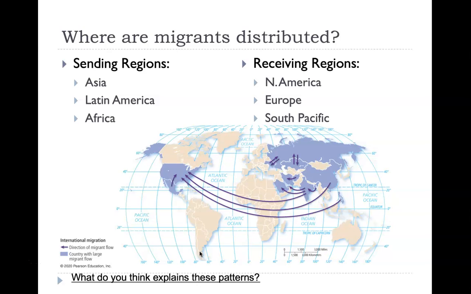All right, so again, we look at receiving versus sending regions. We see a definite tie to development here. Asia, Latin America, and African regions are sending, right? And receiving would be developed places like Oceania, Europe, and North America, right? So we look at these largest three, right? Three patterns. Again, we can tie this to development, right? What explains these patterns? Development, right?